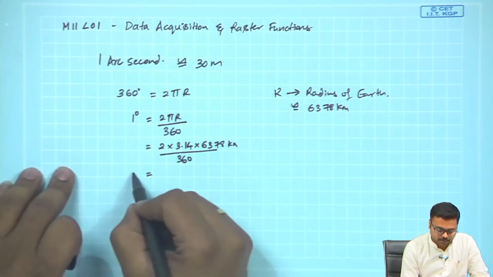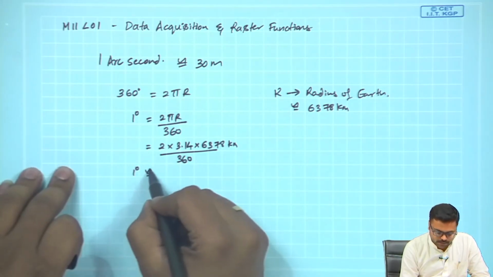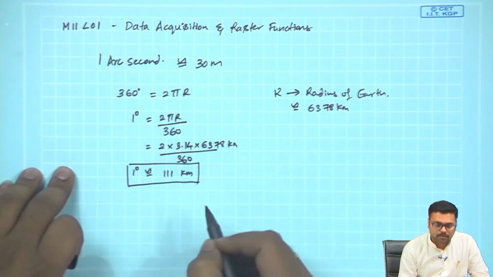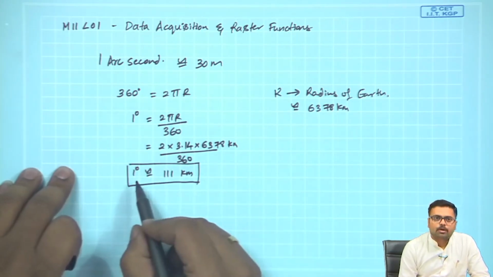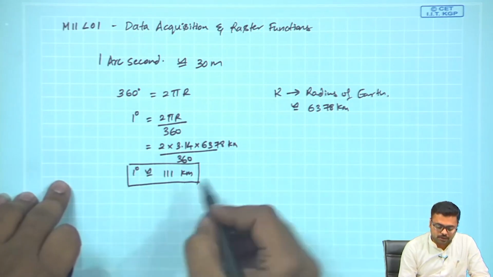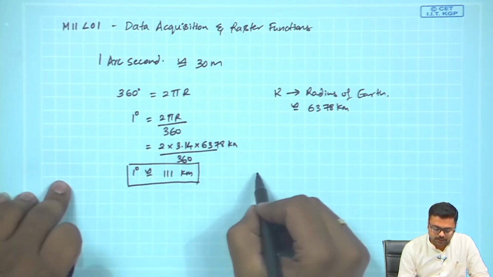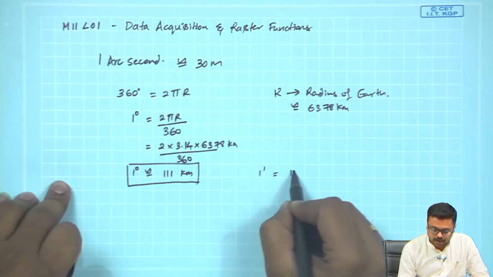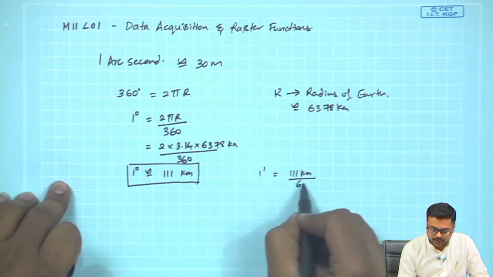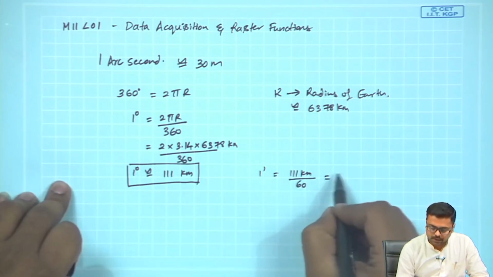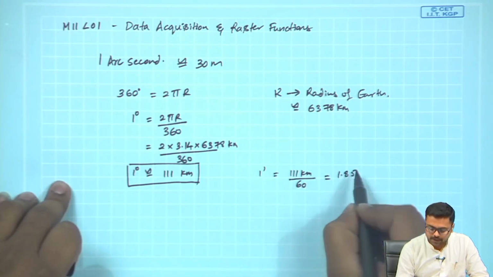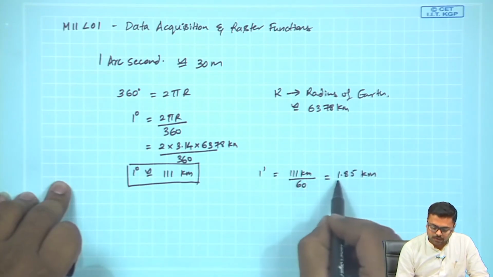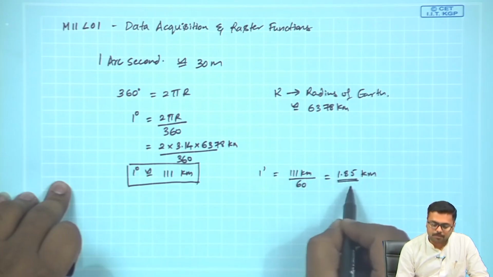Now the value which I get for 1 degree is roughly equal to 111 kilometers. Now I have got how much 1 degree corresponds to in kilometers. Similarly, I can also get how much is 1 minute, that is nothing but 111 kilometers divided by 60. So this will give a value of 1.85. This is also in kilometers. Now I know 1 minute corresponds to 1.85 kilometers.